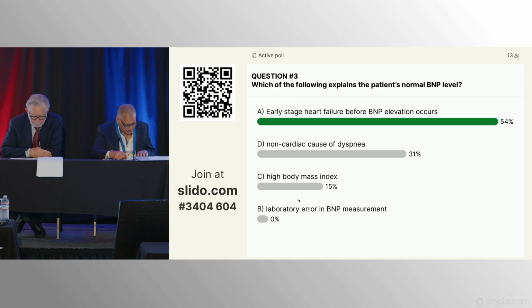A, early stage heart failure before BNP elevation occurs. B, lab error in BNP measurement. C, high body mass index. D, non-cardiac cause of dyspnea.